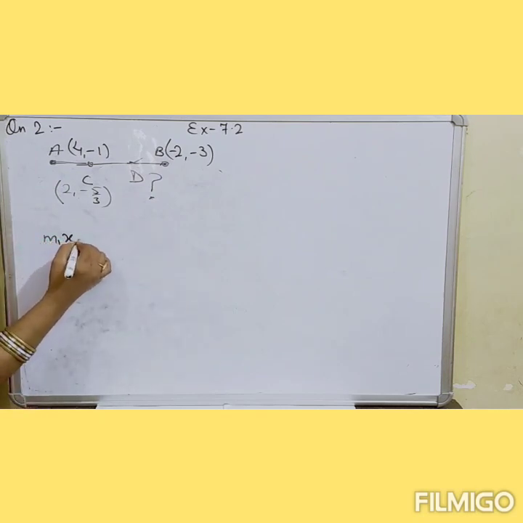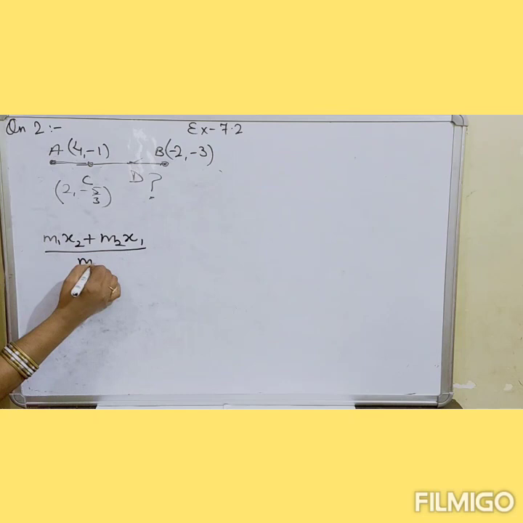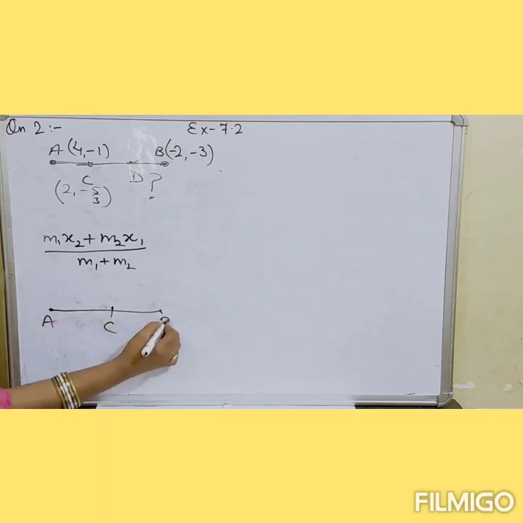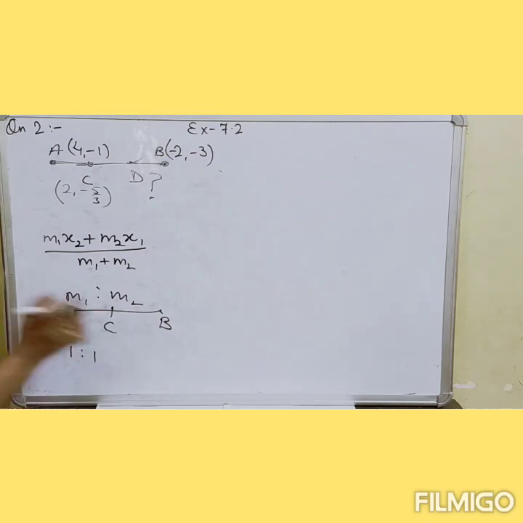If we have the section formula as (m1 x2 + m2 x1) upon (m1 + m2), you agree this is the formula? This is the formula for the coordinate x, and it is called the section formula. This is the formula when the ratio is m1 is to m2, right? But if this ratio is 1 is to 1, what is the meaning of the ratio 1 is to 1? That means these two must be equal. That means AC equals BC.